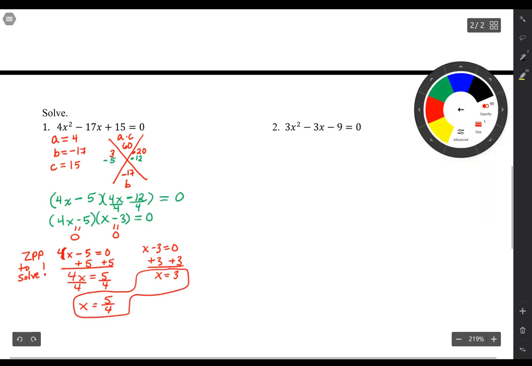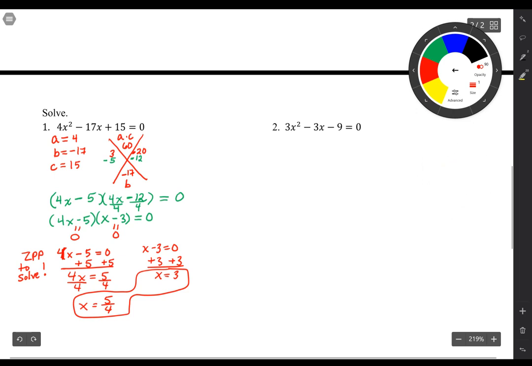Right. Let's do our last one. So our last one has a greatest common factor, and that is 3. So you can do this a couple of different ways, and I'll show you the way that I'm basically teaching you how to do everything else. So the greatest common factor is 3. So you can factor that out, and you're left with x squared minus 1x minus 3. And how did I get that?